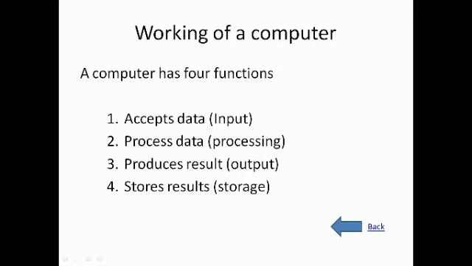Then the last one, the fourth one, stores result. After processing the data, the result will be stored in a storage area, that is the computer's memory. So this is the working of a computer: accept data, that is input, process data, we call it processing, produces result, that we call output, then stores the result in a storage device.